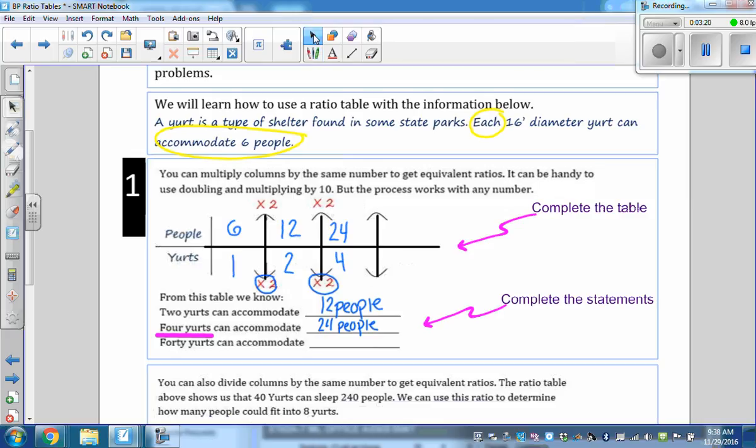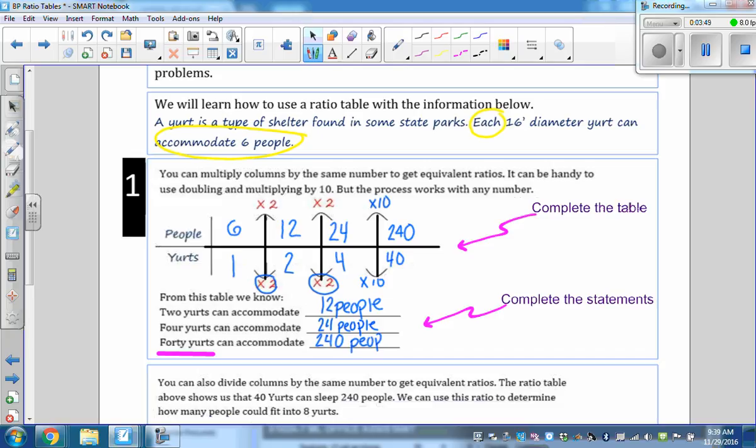And then the next question says, how about 40 yurts, or the next statement to complete? And so you have to think about how to get from 4 to 40, so you can multiply by 10. And that would give us 40 yurts. So we would multiply it up here by 10, and that would tell us that 40 yurts can accommodate 240 people. So that's the idea of a ratio table.